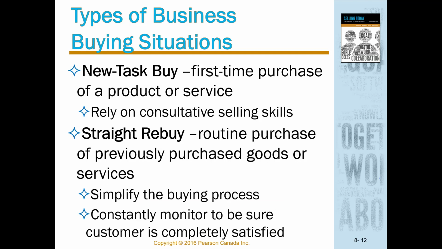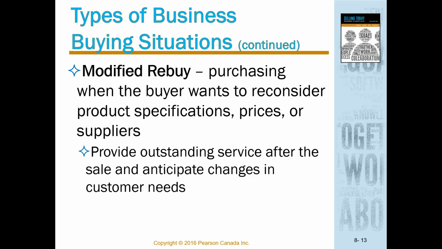So types of business buying situations: new task buying, a first-time purchase of a product; a straight rebuy, a routine purchase of previously purchased goods or services. Again, these are all definitions that you have to have an understanding of. Modified rebuy, purchasing when the buyer wants to reconsider product specifications, prices, or suppliers. In other words, change supplier.